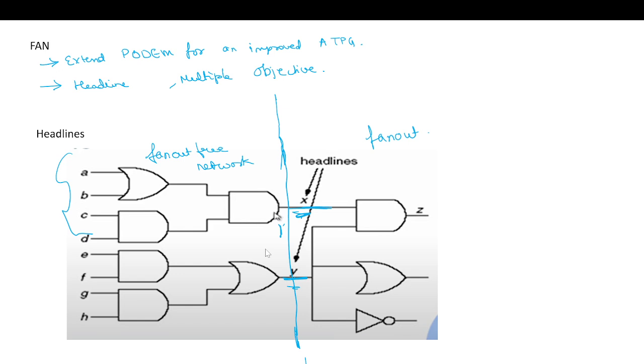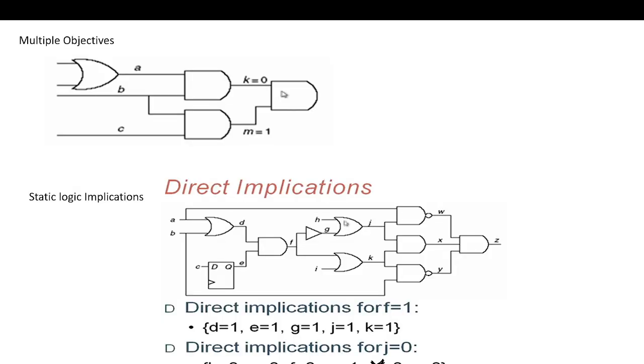And the next improvement is that we will use multiple objectives. Now, what are multiple objectives? Before, we were taking k equal to 0 as an objective, but now we will take the objective of both k equal to 0 and m equal to 1, so that if there is any conflict, we can identify it. So we can backtrace from k equal to 0, and k equal to 0 may be 0 here, 0 here, a 0 here. Having a 0 here may violate this.